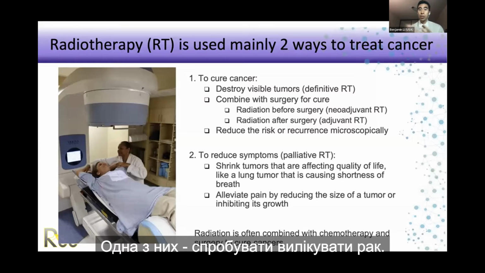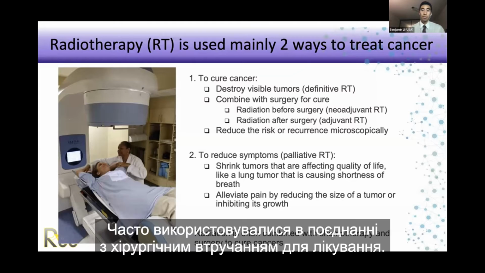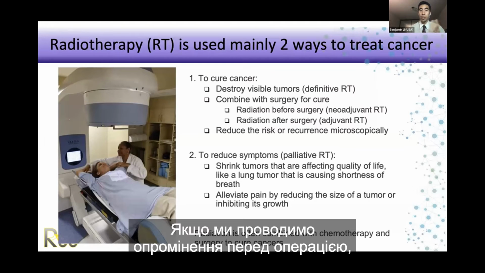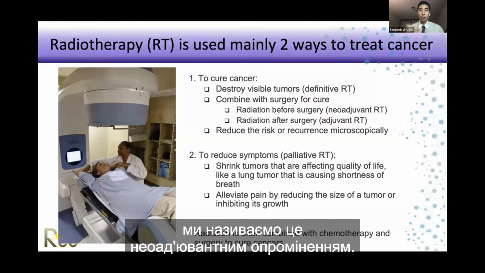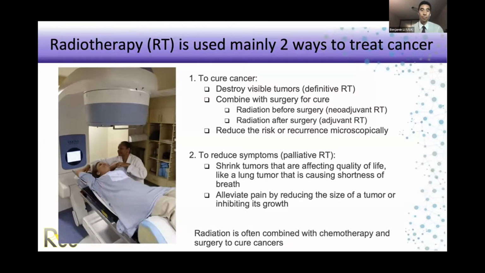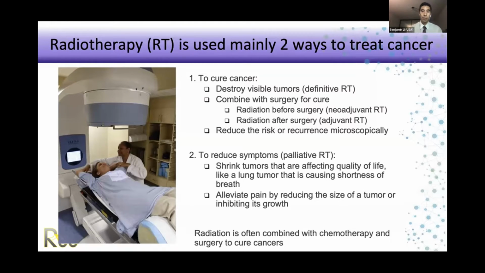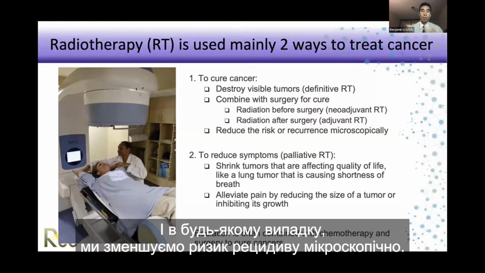And with radiation, we're used mainly 2 different ways for treating cancer. One is to try to cure cancer. We want to destroy any visible tumors. Often we're used in combination with surgery for a cure. If we give radiation before surgery, we call this neoadjuvant radiation. If we give radiation after surgery, we call this adjuvant radiation. And either way, we reduce the risk of recurrence microscopically.